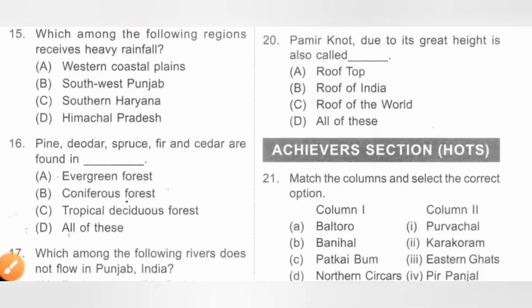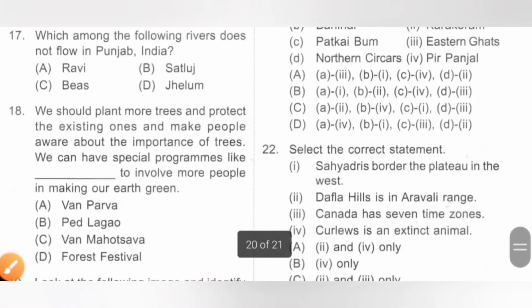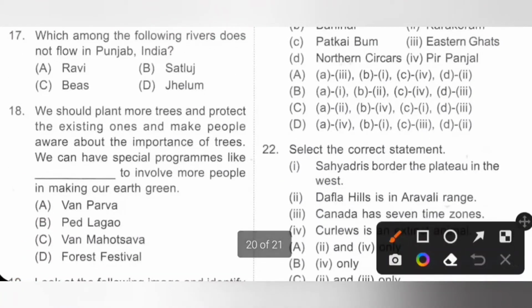Option B. 17th, which among the following rivers does not flow in Punjab, India? A. Ravi. B. Satluj. C. Beas. D. Jhelum. So Jhelum originates from Kashmir and flows into Pakistan. So it does not flow in Punjab. So option D is the correct answer.